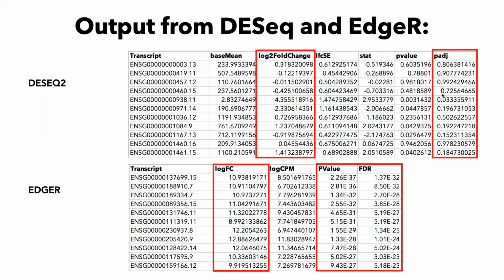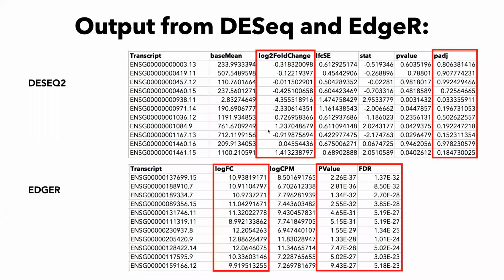And what is the p-adjusted value? Remember, this is actually explained right here. This is the p-value adjusted for false discovery rate. So the log fold change, and here you can see the log2 fold change. This is the log fold change. Basically, this is in logarithmic scale, the difference between these genes.